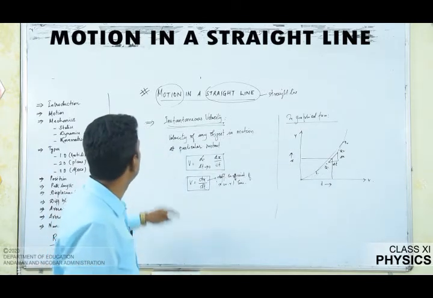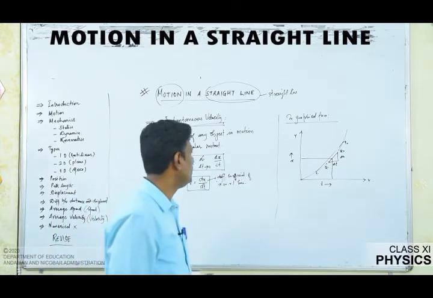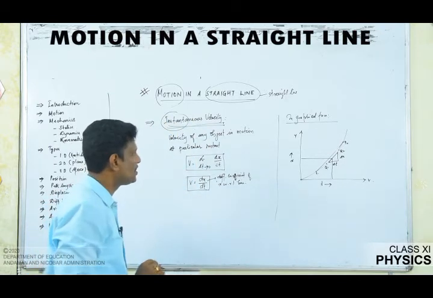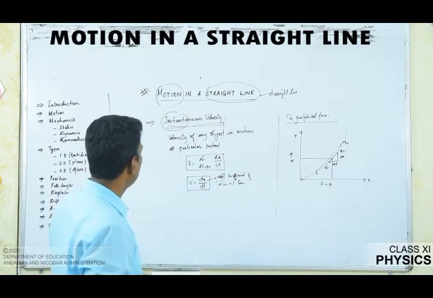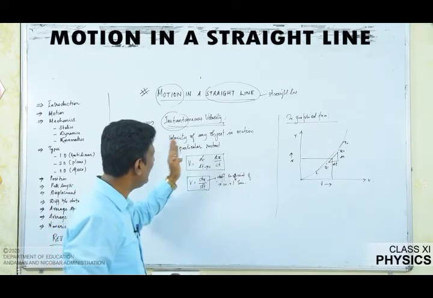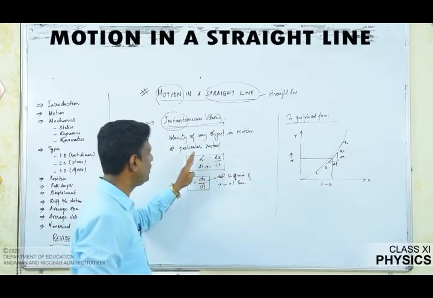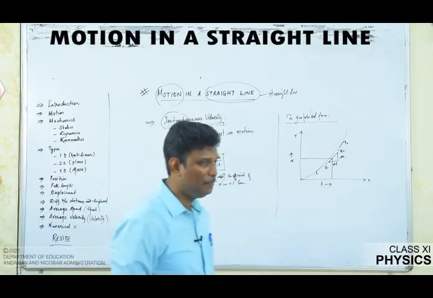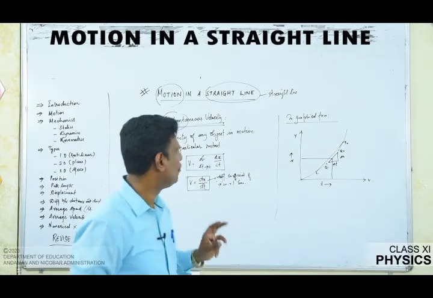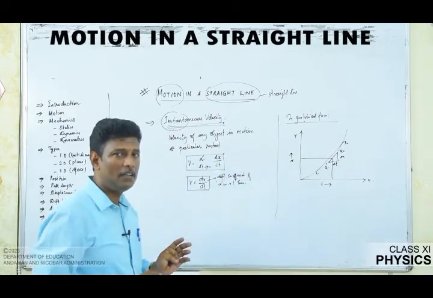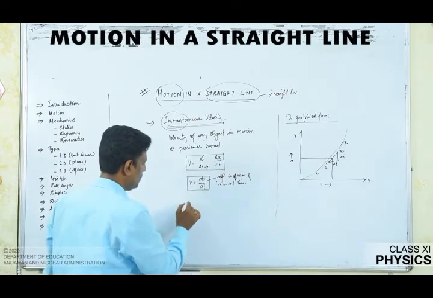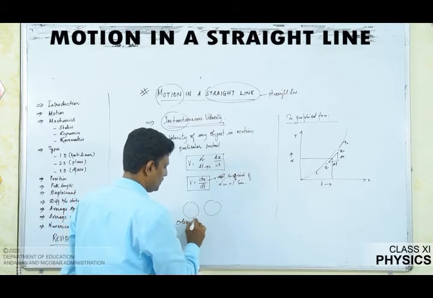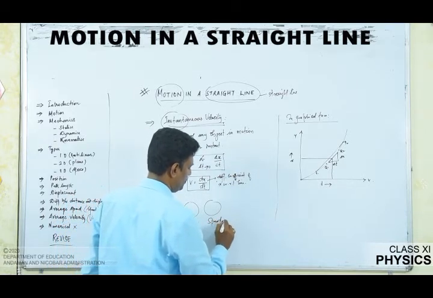Next topic is instantaneous velocity. The name itself suggests that instantaneous means instant velocity, that is the velocity of any object in motion at a particular instant of time. That means, in a motorcycle you might have seen two instruments, one is the odometer and another is the speedometer. Odometer and speedometer.